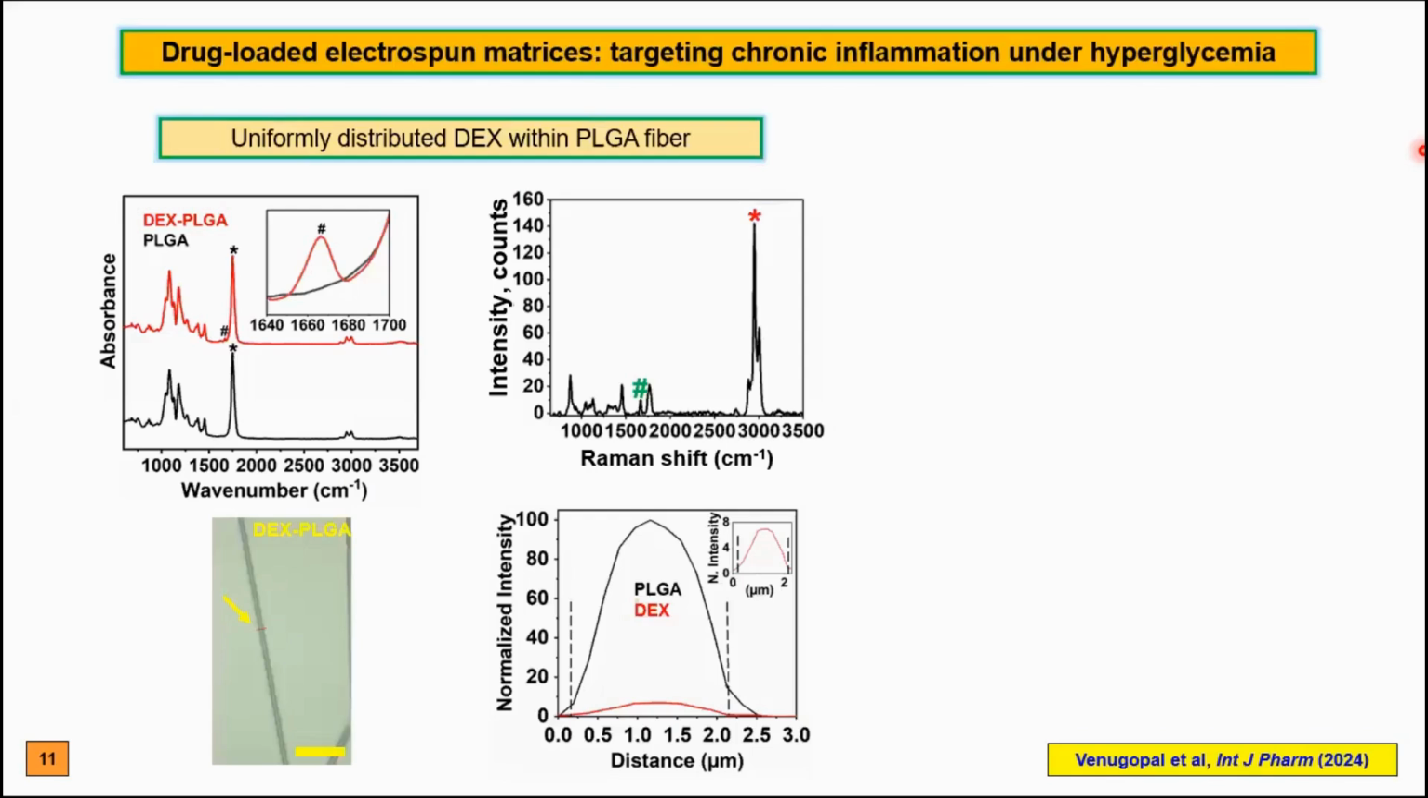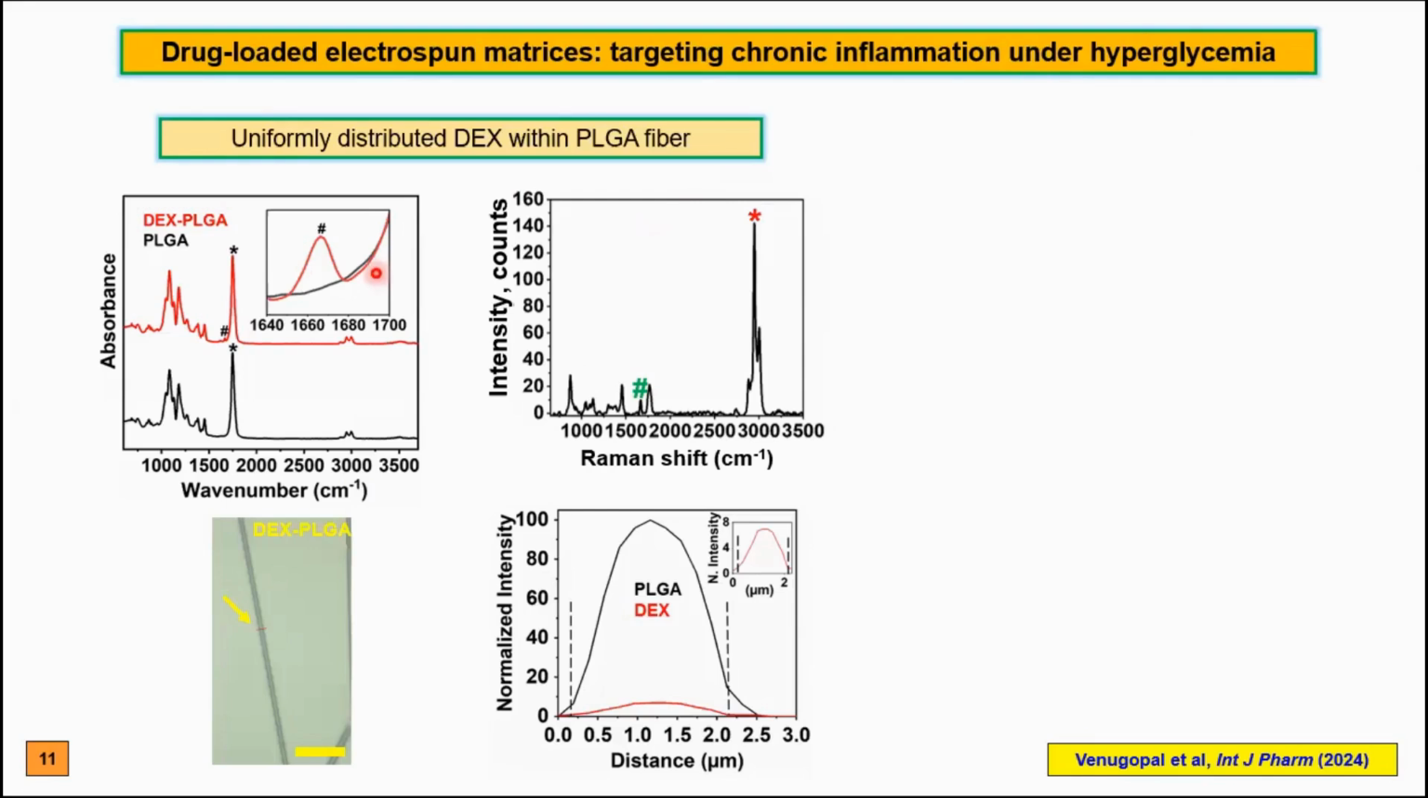So for that, we're looking at dexamethasone, which is the drug that I talked about earlier, loading dexamethasone into electrospun meshes and trying to target chronic inflammation, now under hyperglycemic stress. So what we first did is, using our understanding of drug polymer interactions and the knowledge that we've developed over the years in understanding how drugs release from polymers, we were able to load dexamethasone within the PLGA fibers.